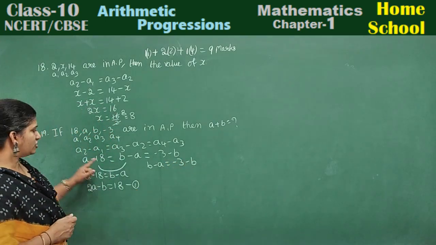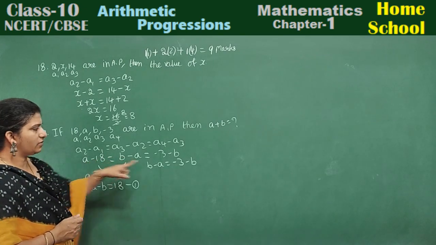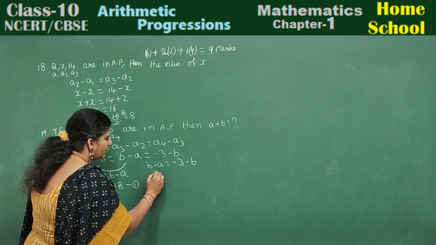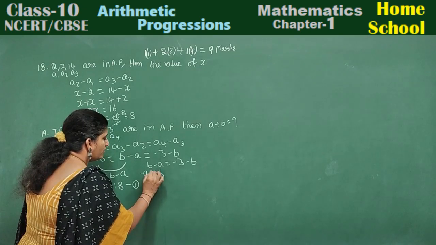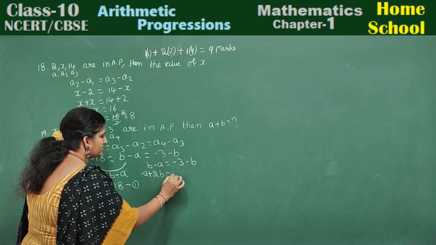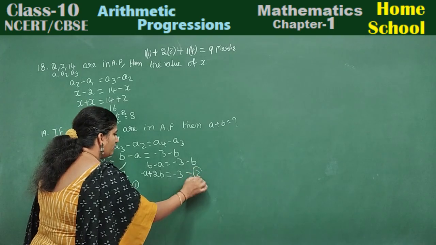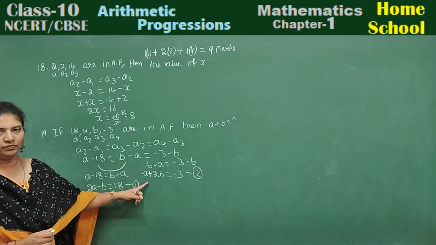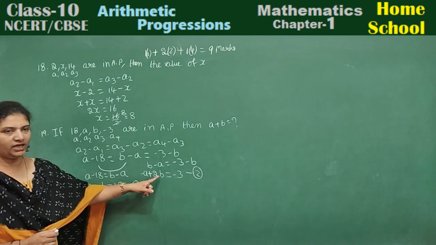Anyway, you can compare, children. This equal to this or this equal to this also. You can compare. Minus b send this side. B plus b will be 2b. Minus a plus 2b is equal to minus 3. Mark it second equation. Now compare these two. A to A, B to B.